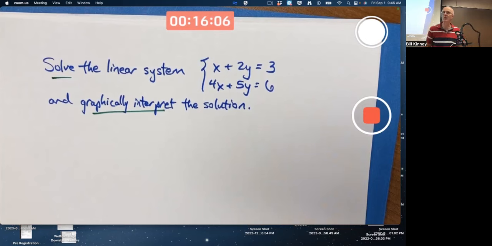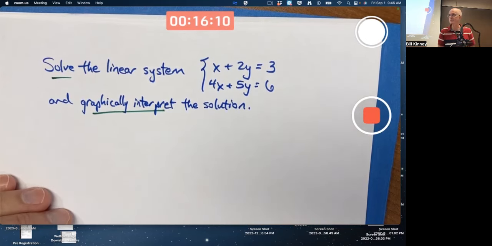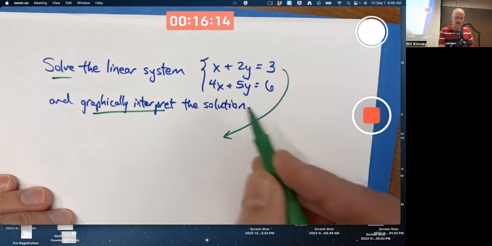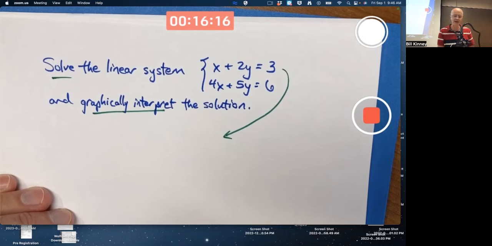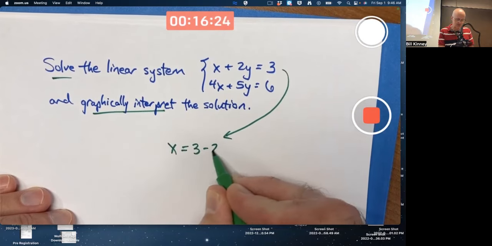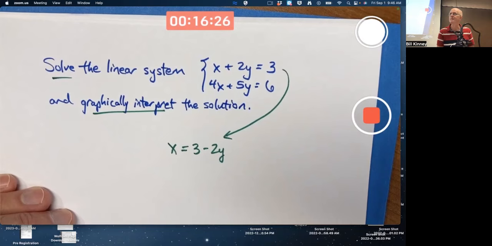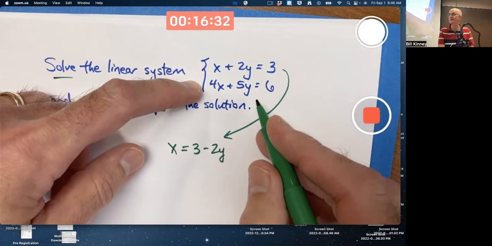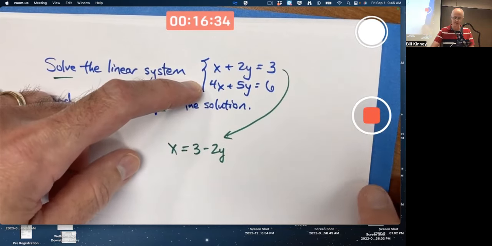There are numerous ways to solve it. Perhaps what you're most used to is what's called substitution. For example, we can take that first equation, x plus 2y equals 3, and it'd be easier to solve for x in terms of y. Subtract 2y from both sides to get x equals 3 minus 2y. And then take that equation and substitute it into the second equation.